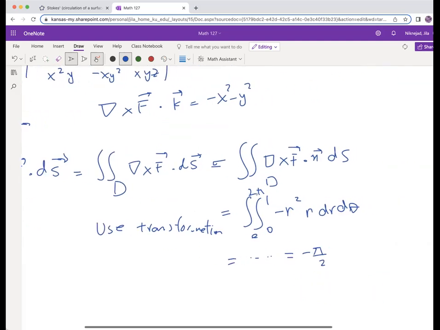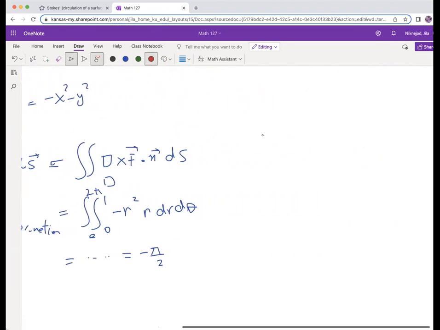You could have actually parameterized this, and you don't need to because it's in the XY plane, but parameterization would have given you the same answer. You could have parameterized it as x equal to r cosine theta, y equal to r sine theta. But as soon as you parameterize the disk with z equal to 0, in 2D you see that it's exactly the polar coordinate transformation, so you can just use the polar coordinate transformation instead.